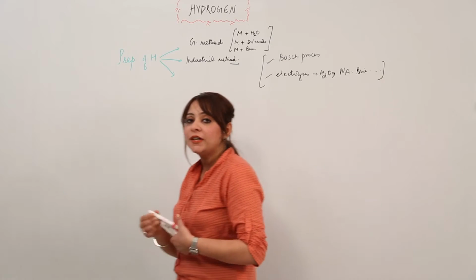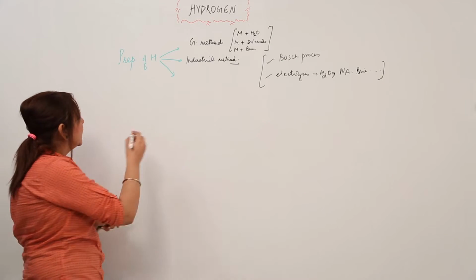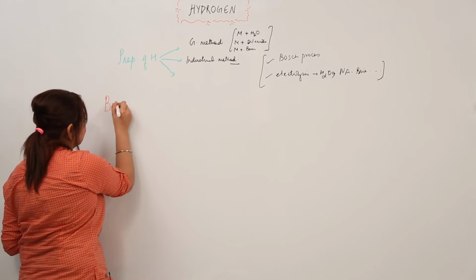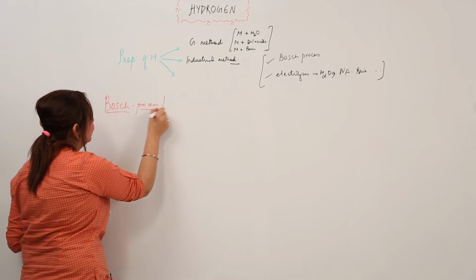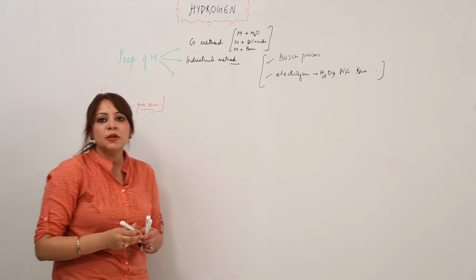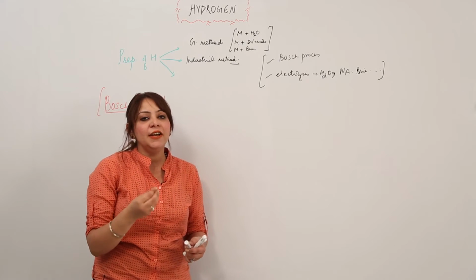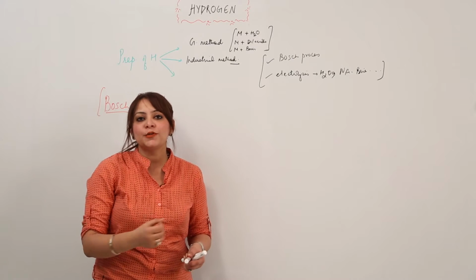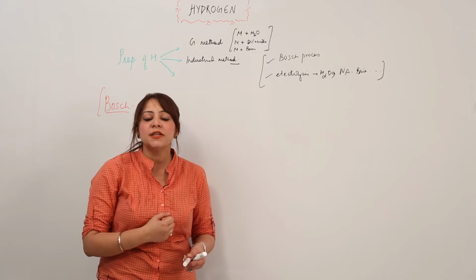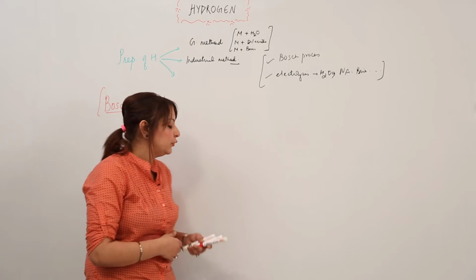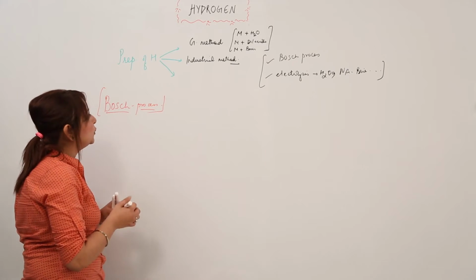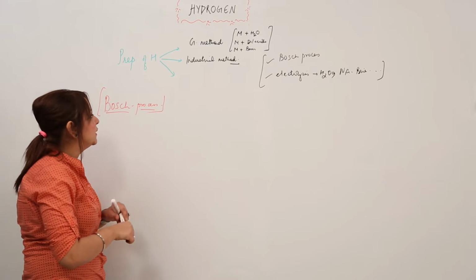Starting with the first method of industrial preparation, that is the Bosch process, right? This is one of the most important processes. If you get a question related to an industrial process, there is an 80% chance that you get the preparation by the Bosch process. That is very important and you will study it in higher standards as well, right? So just look at the board carefully. By the Bosch process, how is hydrogen being prepared?